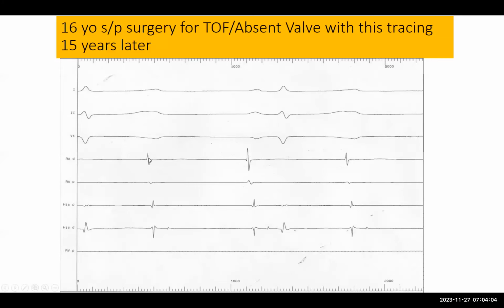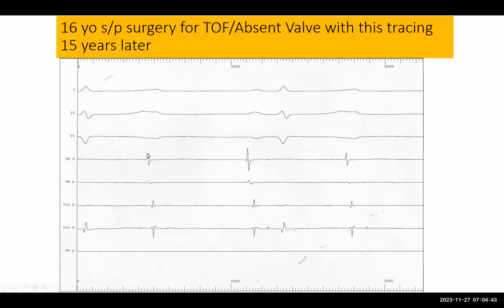So what is this here? That's the RA, the atrial depolarization. So here's an A, here's an A. And what's happening in the His channel, though? It goes RA and then the His, and then is there anything after the His?